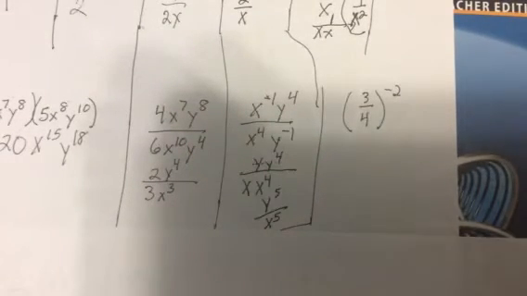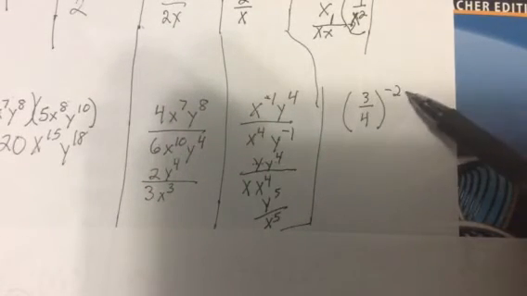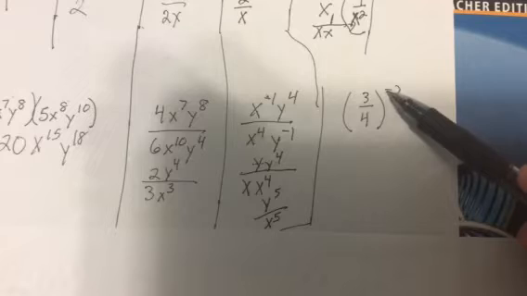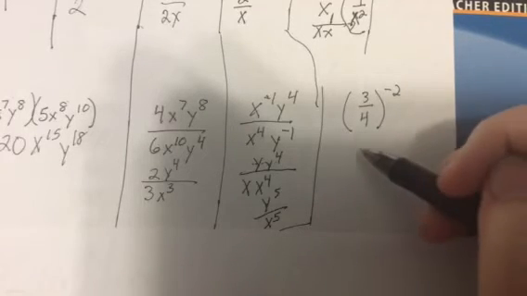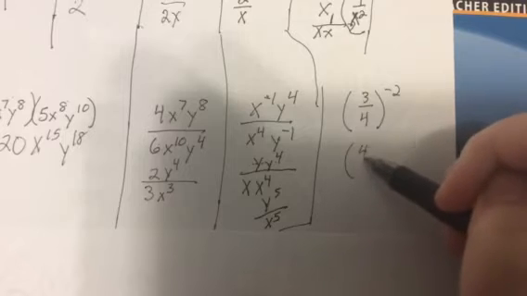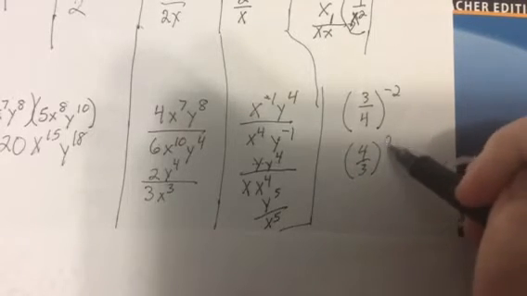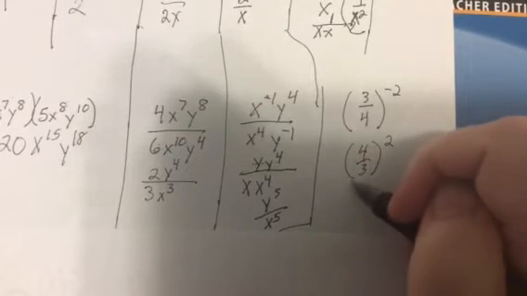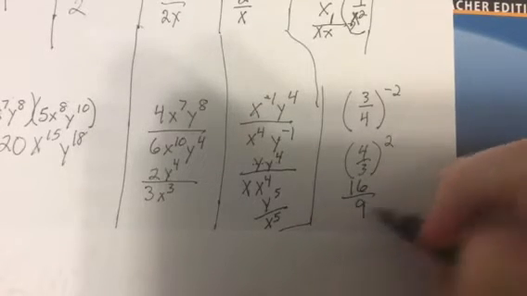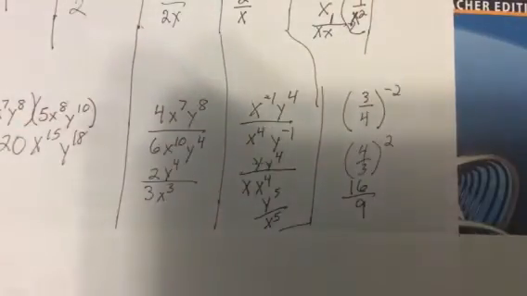Oh, this means I have to do two things. I have to negative power flip it, and I have to square it. So I'm going to flip it first. That'd be 4/3. But I still have to square it. So 4 squared is 16. 3 squared is 9. Now remember, turn this off before you see me do it. You've got to do it.